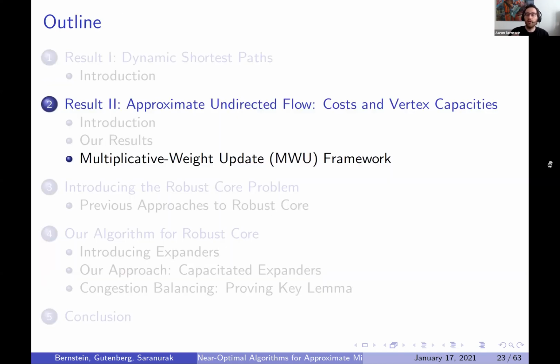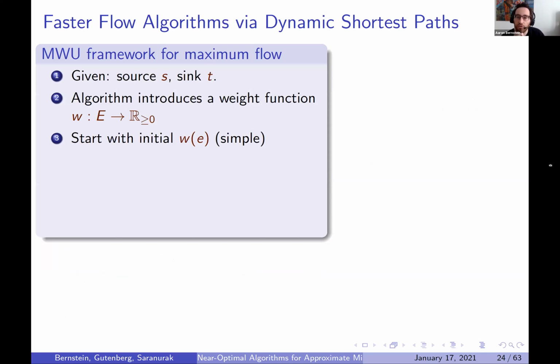So there's something called the MWU framework for solving maximum flow. Now I'm getting to slightly more technical stuff. This is still pretty high level, but it's going to get more technical. Definitely feel free to ask questions if there are any. I can dwell on things. Okay, so the MWU framework is as follows.